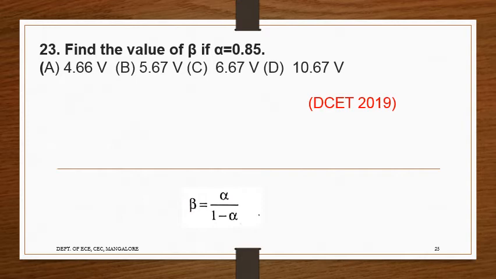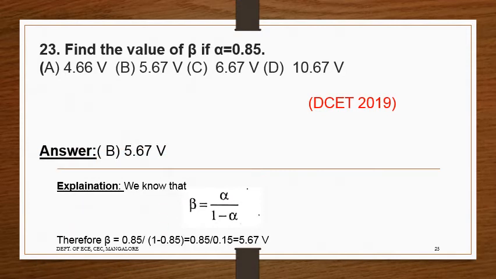So find the value of beta if alpha is 0.85. So I have written the formula here. Beta is alpha by 1 minus alpha. So we need to find out beta. So typically we'll get 0.85 divided by 0.15. The answer would be A 4.66, B 5.67, C 6.67, D 10.67. The calculator should give you an answer of 5.67.